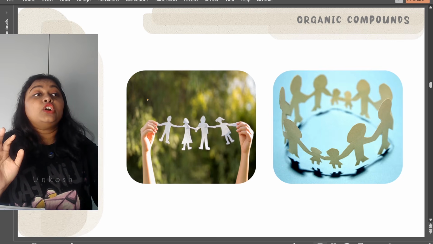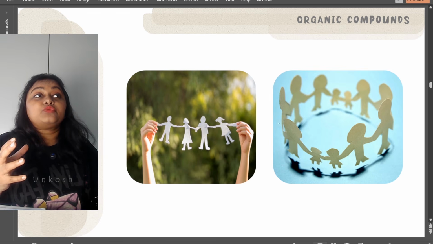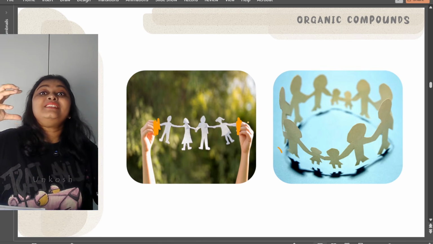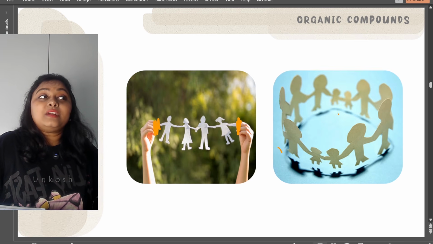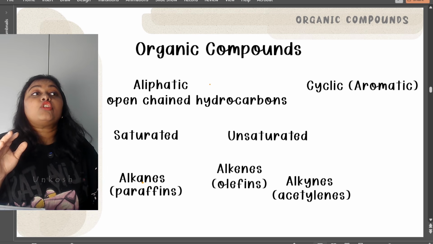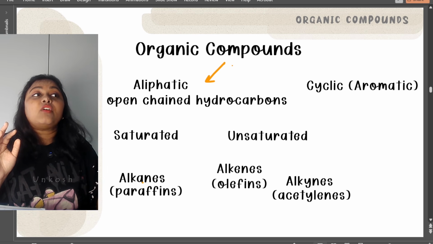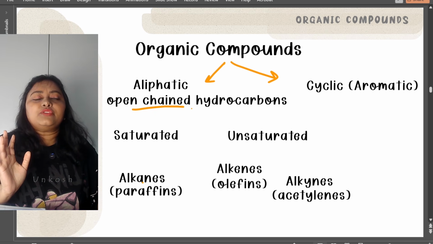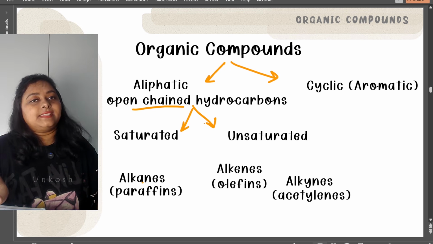So let's move to aliphatic organic compounds, which are going to be open chained, having carbons with ends to it, whereas the cyclic ones were having no end. They were ring structures. Now we are going to talk about open chained organic compounds, which are aliphatic hydrocarbons. Aliphatic hydrocarbons are of two types, saturated or unsaturated.